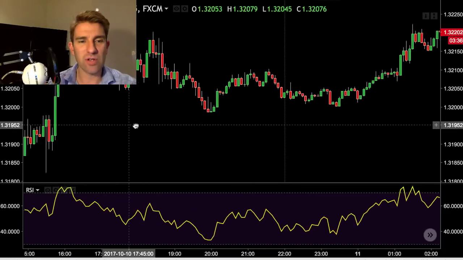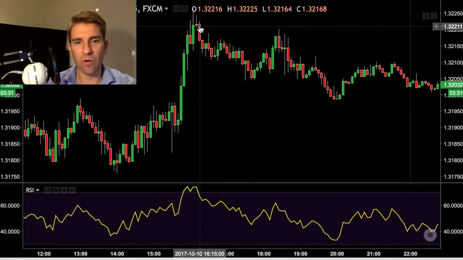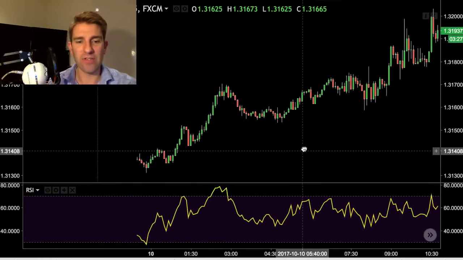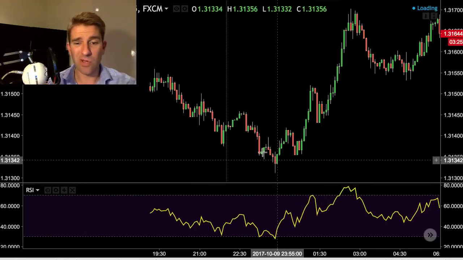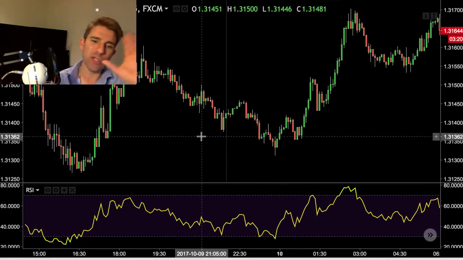You've got a bit of a shooting star up here, just about overbought, rolls over, and you've got a nice little profit on that. Have we got anything to the upside that we can see? If not, you kind of get the point. Here's one here. Is that oversold? Just about. You get the idea, guys.